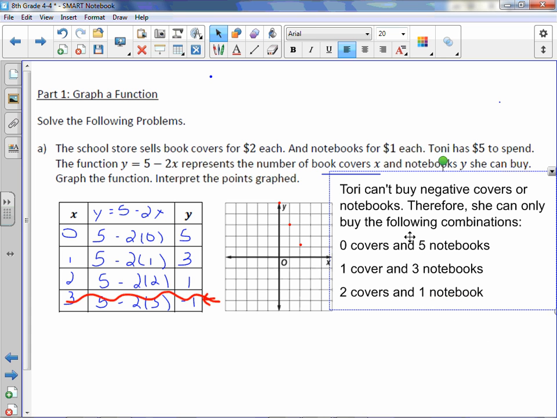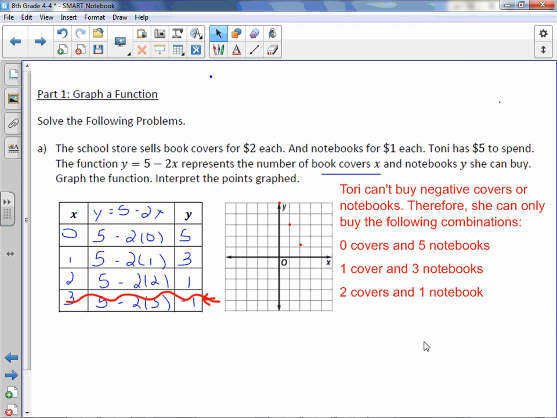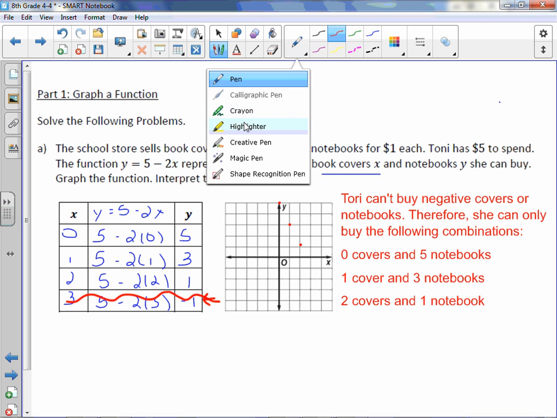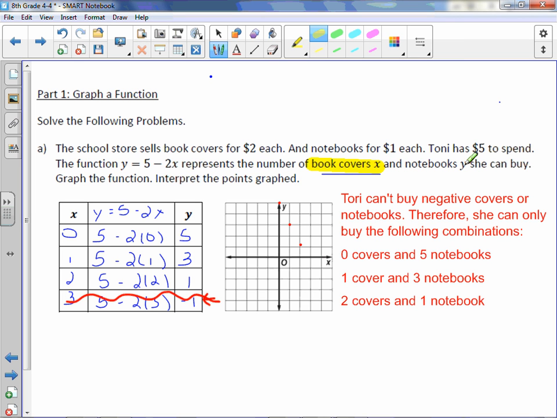And this information I'm getting right from the table. 0 and 5, 1 and 3, 2 and 1. And if you recall here, book covers are x and notebooks are y.